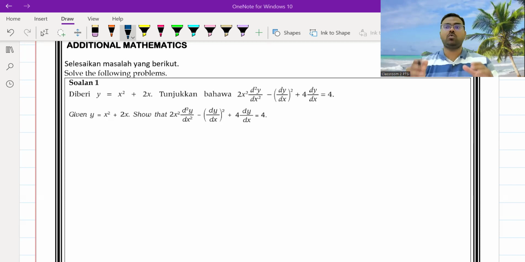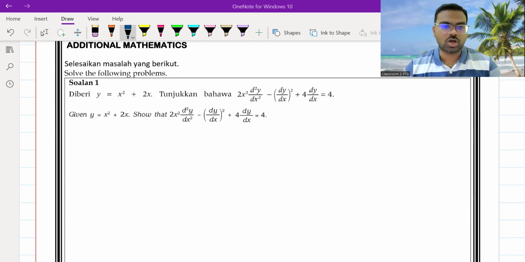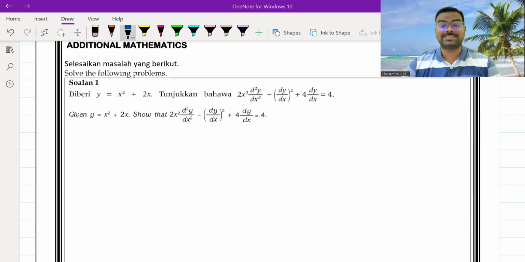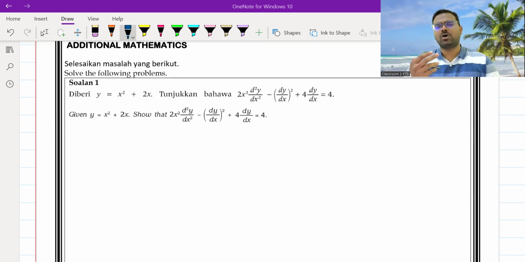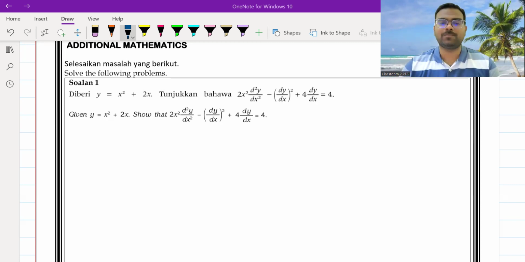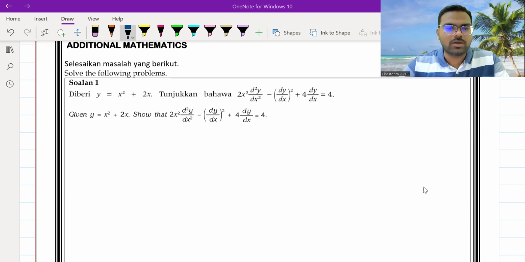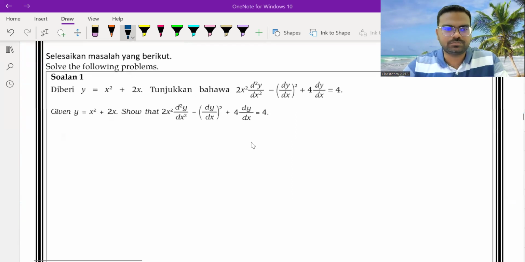Okay, now we try to solve some problems. Kita dah belajar second derivative. We know that second derivative bermaksud differentiate dua kali. So how is the exam question going to be? Okay, cikgu nak tunjuk a few paper one based questions, alright? Now, kita tengok soalan pertama.